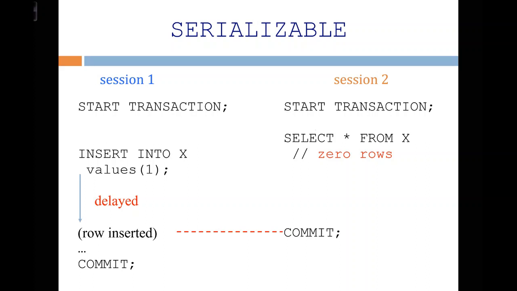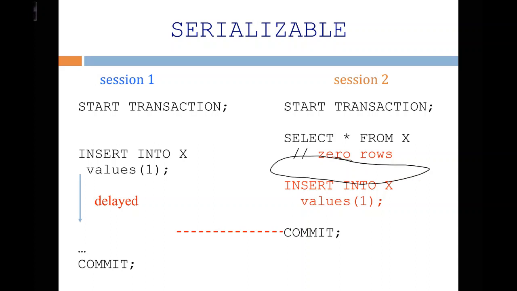So what if session 2 then goes and does an insert into X? What we want out of a serializable transaction is any time in between a select and an insert, we have to be able to assume that nothing has changed, regardless of what other transactions are doing, even if they've committed already. So that's why session 1 has to be delayed. It cannot be allowed to commit yet because session 2 needs to know that nothing has changed.